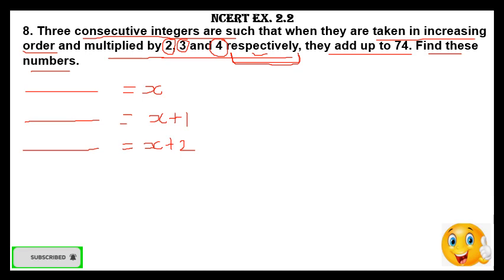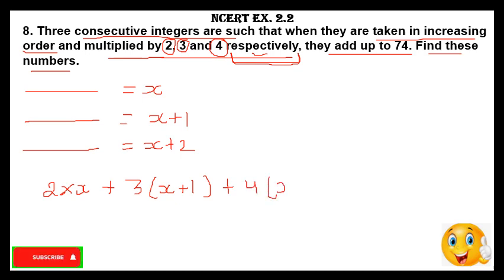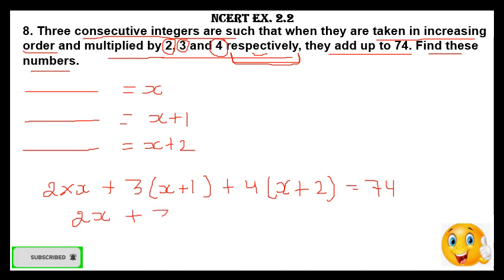So according to the question, we need to make x 2 times, so it will be 2 times x, plus 3 times x plus 1, and then we have to write 4 times x plus 2, and their sum is equal to 74. So this is how we have framed the equation according to the question. So this is 2x, this is 3x plus 3.